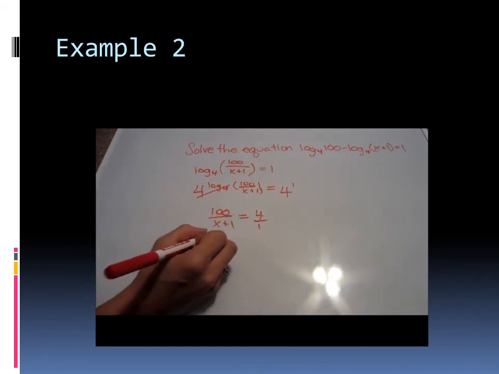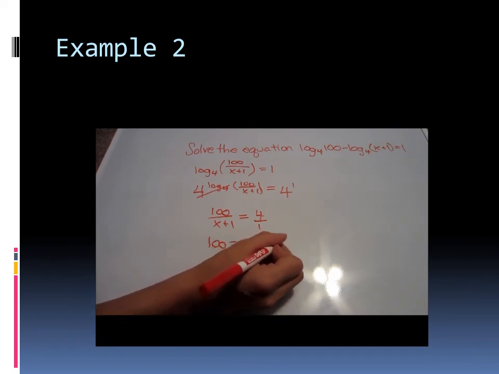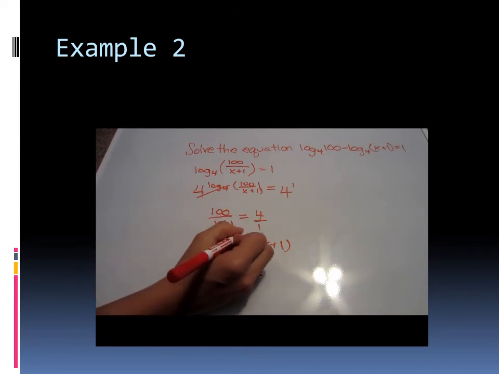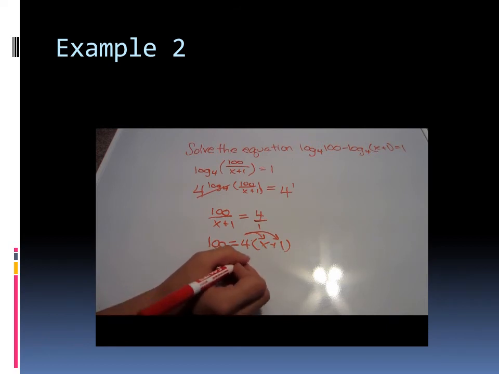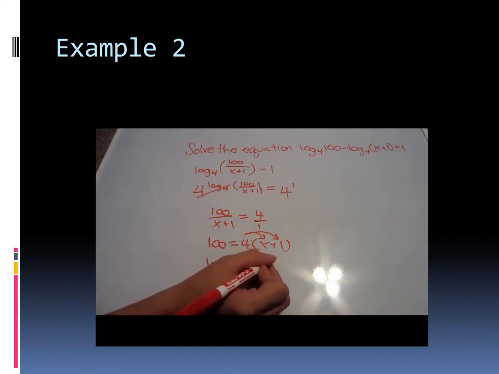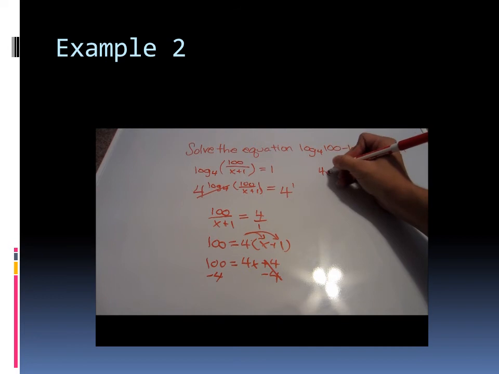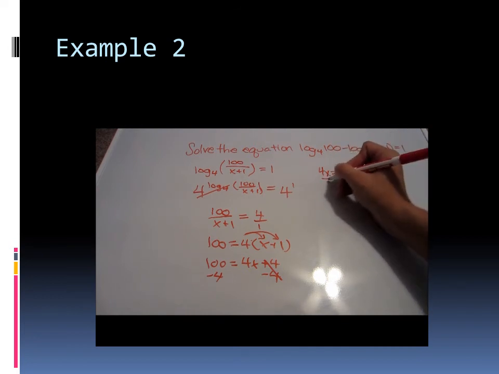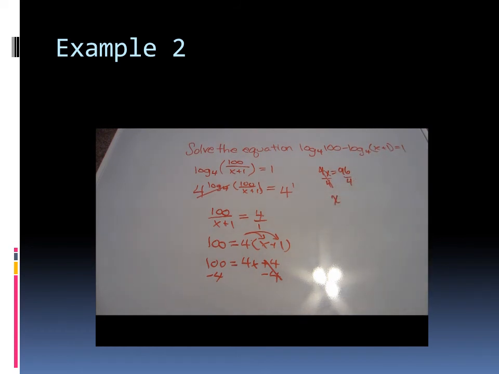100 times 1 is 100, and that's equal to 4 times x plus 1. We distribute the 4, which gives us 100 equal to 4x plus 4. Subtract 4 from both sides to give us 4x equal to 96. And divide both sides by 4, which gives us a final answer of x equal to 24.